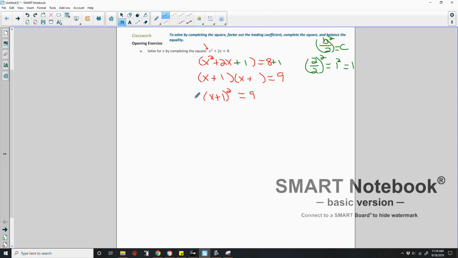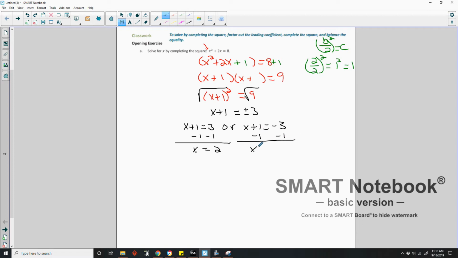So then I need to take the square root of both sides. So if I take the square root of the left and I take the square root of the right, I get x plus 1 equals plus or minus the square root of 9, which is 3. So I'm going to rewrite this. I don't want an equation to equal two different things, so I'm going to say, well, that means x plus 1 equals 3, or x plus 1 equals negative 3. And then I'm going to solve for x by subtracting 1 from both sides, and I get x equals 3 minus 1 is 2, and then over here, if I subtract 1 from both sides, I get x equals negative 4. So I'm just going to put that little word in here, or. So x equals 2, or x equals negative 4.